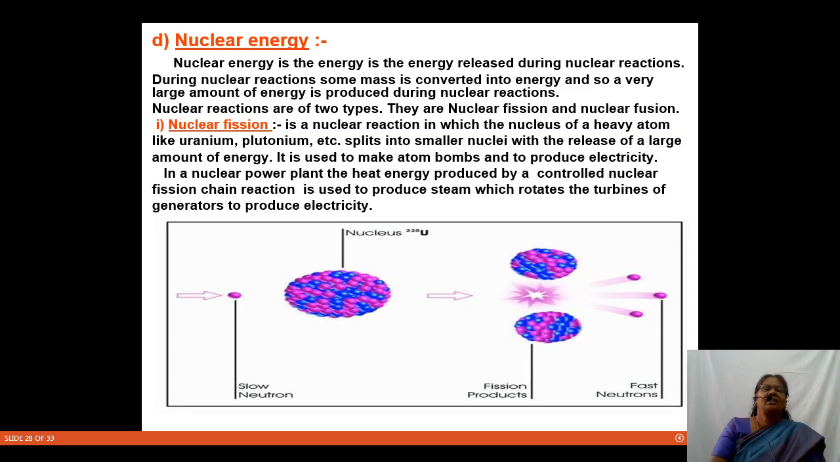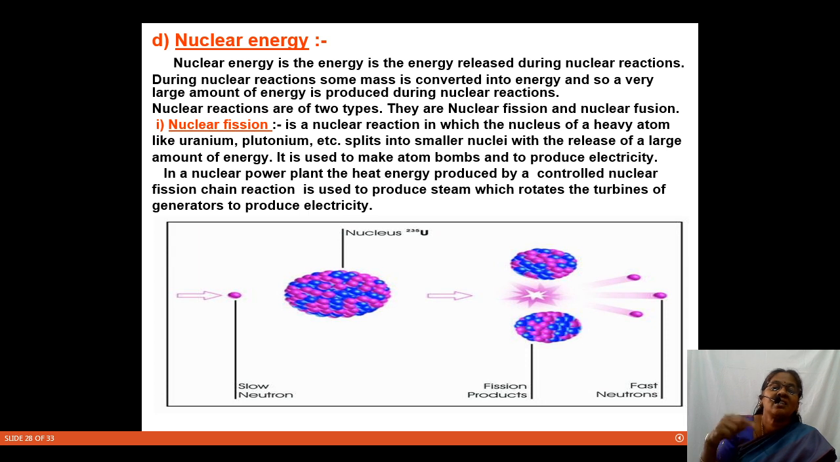The last one from non-renewable sources of energy, that is nuclear energy. So a lot of energies we have discussed there. Nuclear energy is the energy released from the nucleus of an atom. In an atom, outermost electrons are there, valence electrons are there. Inside, the nucleus contains protons and neutrons.